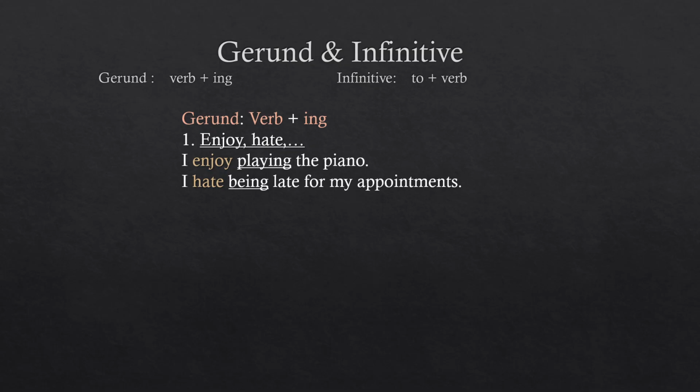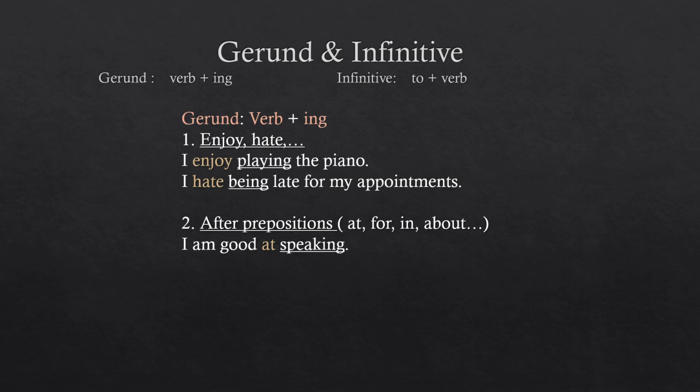The next rule is after prepositions like at, for, in, about, and many other prepositions that we have in English. If you want to bring a verb after a preposition, that verb should appear in gerund form. I'm good at speaking. She's worried about passing the driving test. So here, because of at, speaking, and about, passing. So after prepositions, the verb appears in gerund form.